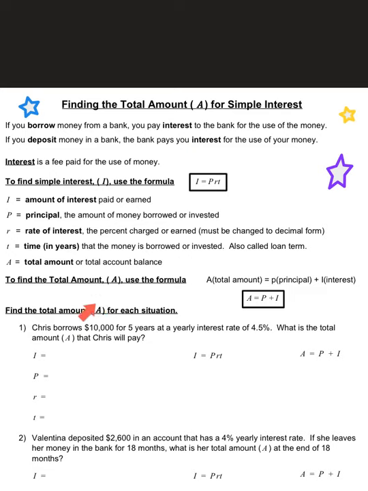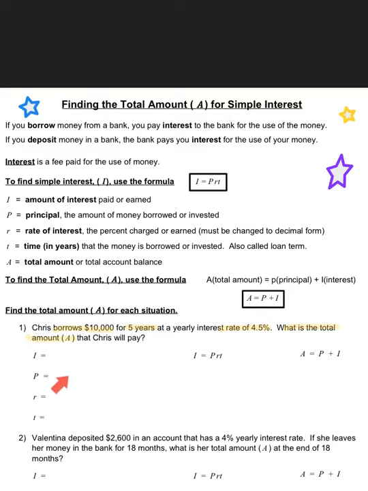Find the total amount A for each situation. So Chris borrows $10,000 for 5 years at a yearly interest rate of 4.5%. What is the total amount A that Chris will pay? So let's see, what information do we have? We have that he borrows $10,000 for 5 years, a rate of 4.5%. This time the question is saying, what is the total amount A?